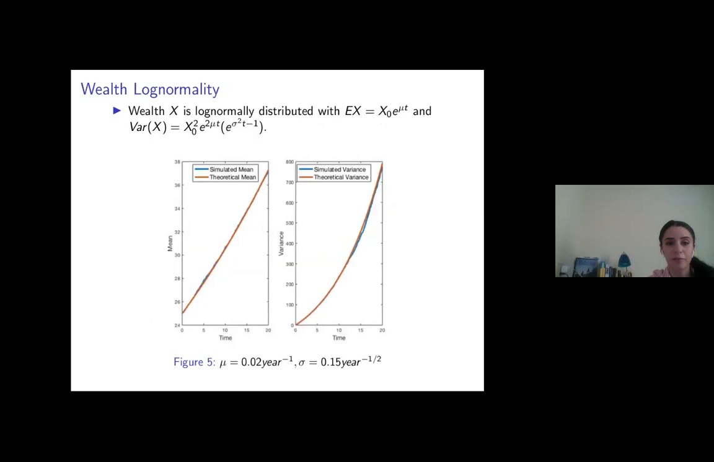Here again, we have mentioned that in GBM the wealth follows a log normal distribution, which means we can get the moments, so we have this expected mean and the variance. Here we wanted to plot the simulated mean and the simulated variance against the theoretical mean and the theoretical variance. This confirms once more that the theoretical and empirical results are in line and coincide. Again, we have used the same parameters that we have been using from the beginning, taken from the papers of our supervisors.